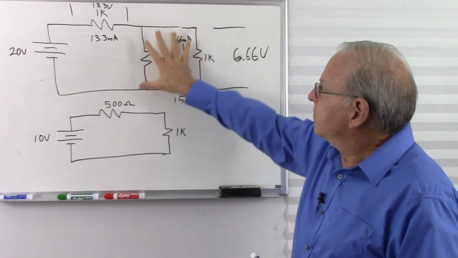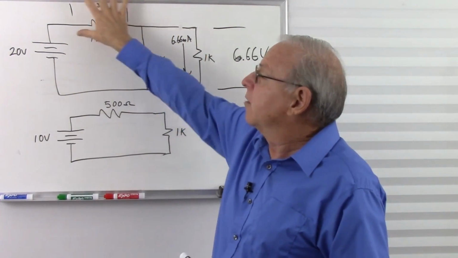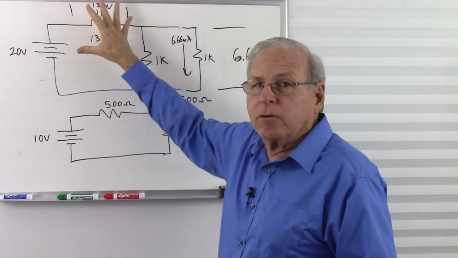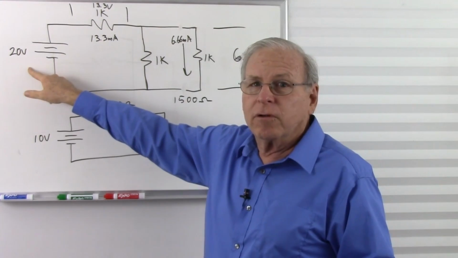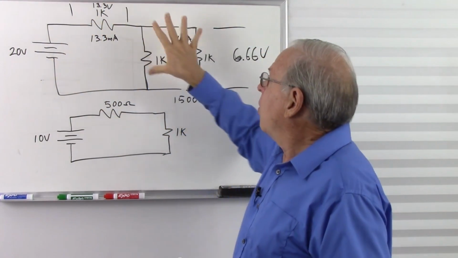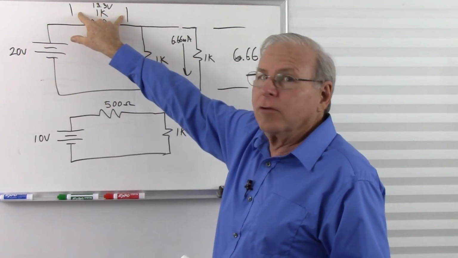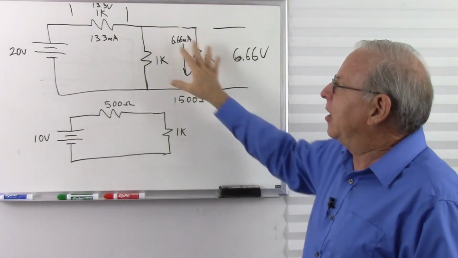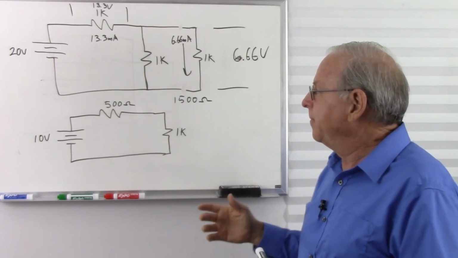So I did that by Ohm's law, but don't forget these things can be a lot easier than they look. Once again, 500 ohms, 1,000 ohms. Twice the resistance as here, so twice the voltage. So 20 volts, divide that by 3. 1/3 goes here, 2/3 goes there. I could have figured that out a little easier, but I did the Ohm's law just because I could.